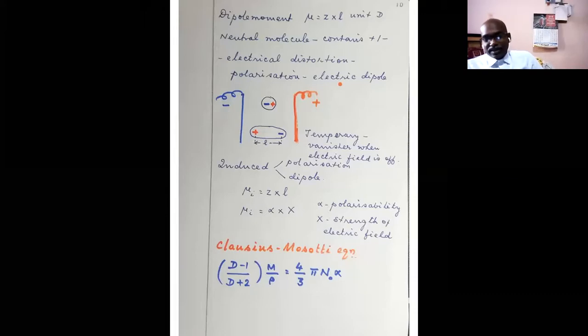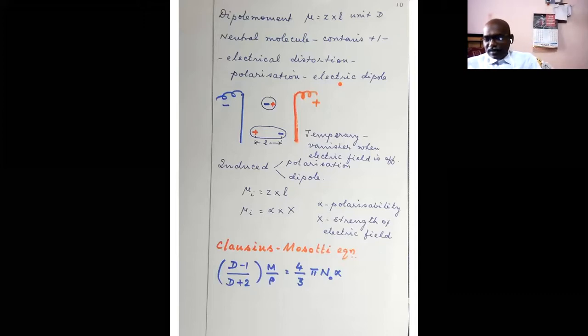In some books, it is written as Z into d, small d, which means the distance between the center of the positive charge and the negative charge. Therefore, you should fundamentally have the understanding that it is the charge multiplied by the distance of separation between the centers of charges, whether it is L or d, because that will change from book to book. So you should not get confused. So it is written here, the dipole moment mu is equal to Z into L. And the unit for dipole moment is the debye. So debye is the unit for dipole moment.